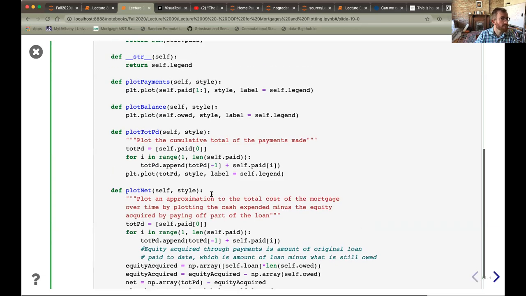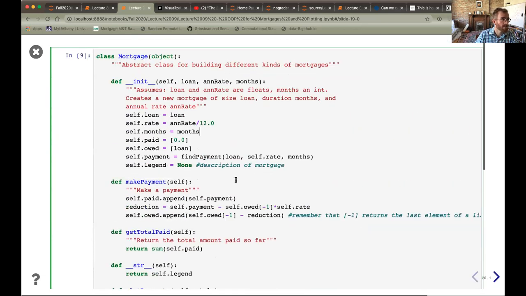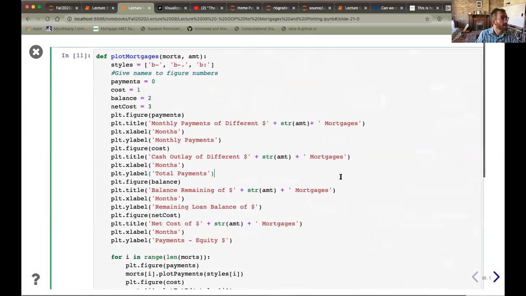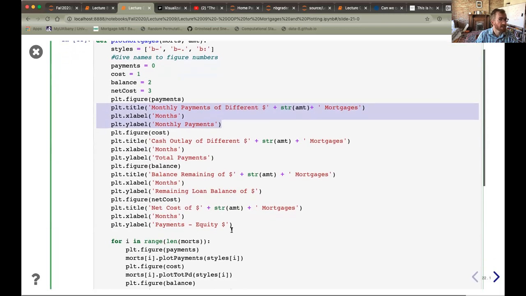All right, so we're going to see how all these different methods that we just added to the mortgage class can be used. I'm going to hit Shift Return. We're going to store that into memory. Again, I got the same mortgage subclasses that I already specified. So now I've written a large function called plot mortgages. Again, it looks like a lot, but all you're doing is basically making a plot, giving a title, giving an x-axis label, giving a y-axis label, and then we're also going to look at the cost of that, the balance, and the net cost, which essentially can tell us our equity.